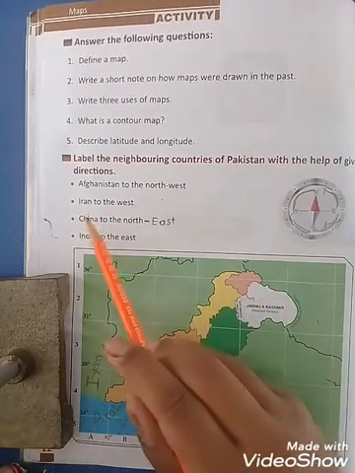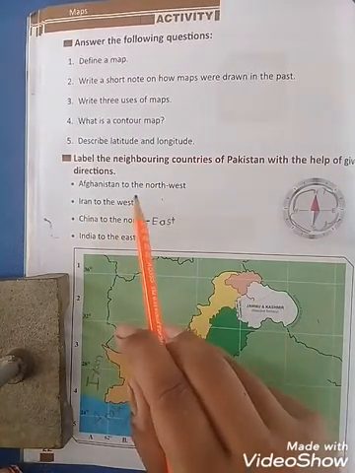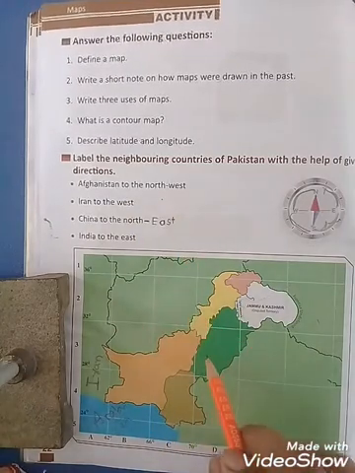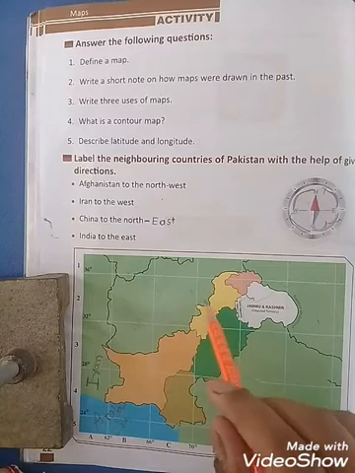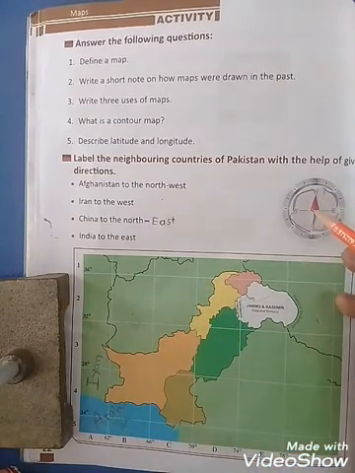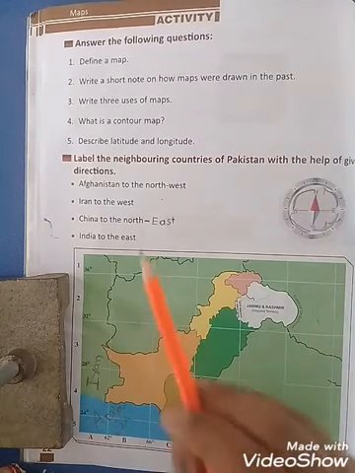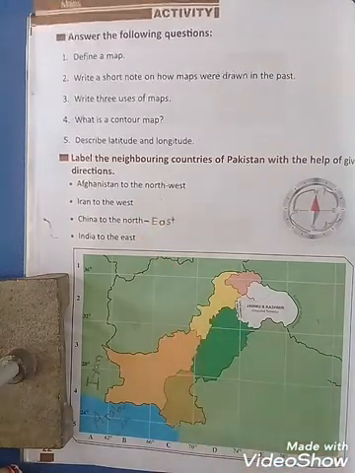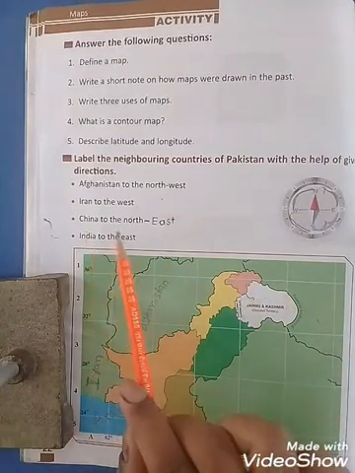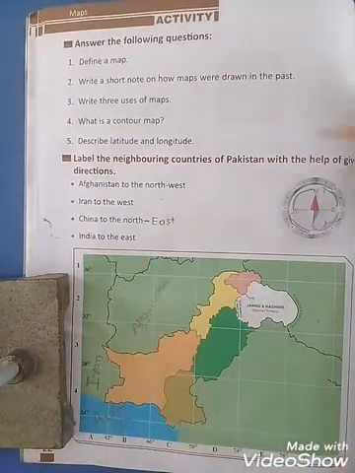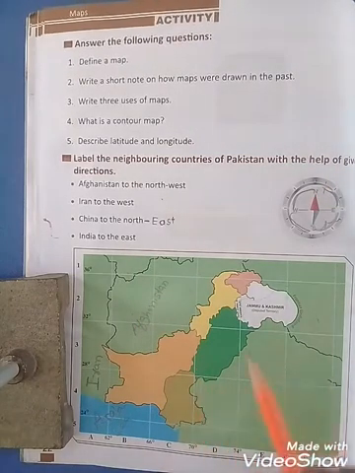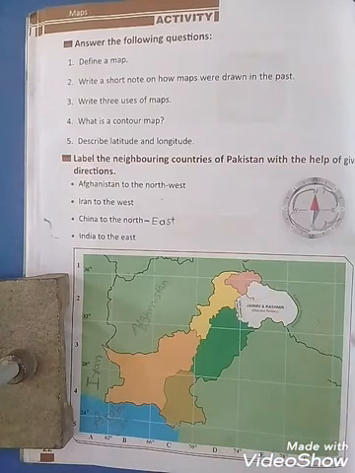Let's read the instruction. Afghanistan to the northwest. Where is northwest? This is Pakistan. This is northwest. This is Pakistan. This is northwest. So, where is Afghanistan? Afghanistan to the northwest. Come to the China. China to the northeast. Northeast. This is Pakistan. This is northeast of Pakistan.